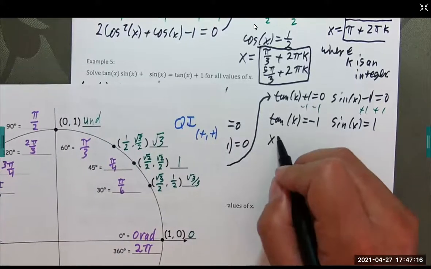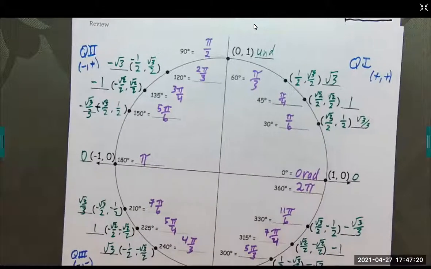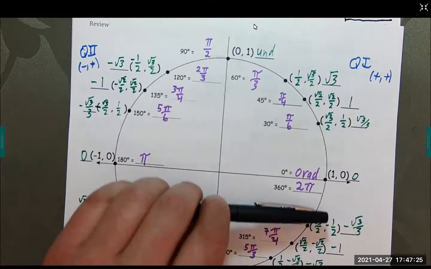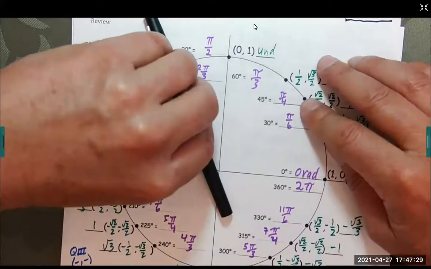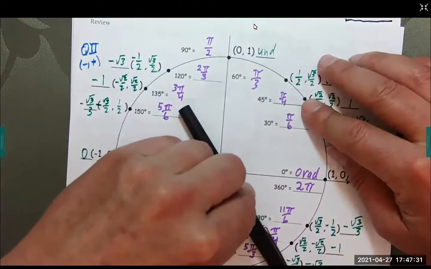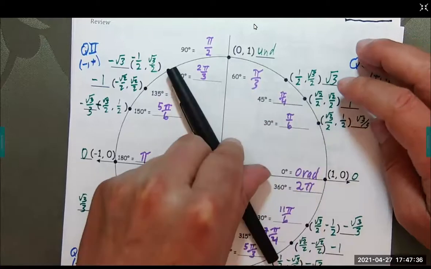X is 3 pi over 4. Now, I want to show you what's happening here. So we're going to here, 3 pi over 4. Then we're adding 180 degrees to that to get to 7 pi over 4. Then I can add 180 degrees to that, and I'm there. And it just keeps on going.